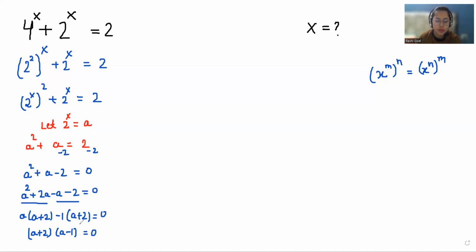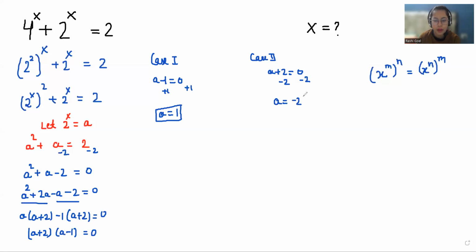Now we have two roots, both equal to 0. So case 1, when a minus 1 is equal to 0, and case 2, when a plus 2 is equal to 0. So now I'm going to add 1 to both sides. So a is equal to 1. And in the second case, I'm going to subtract 2 from both sides. So a is equal to minus 2.